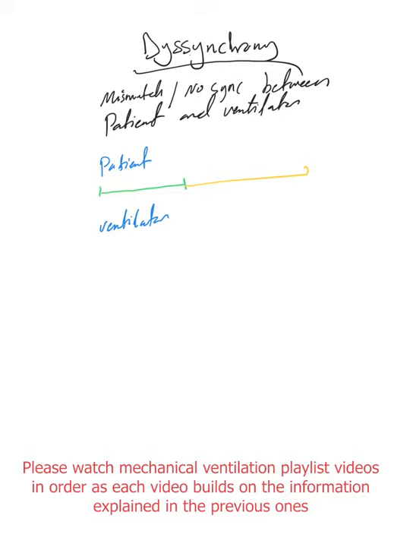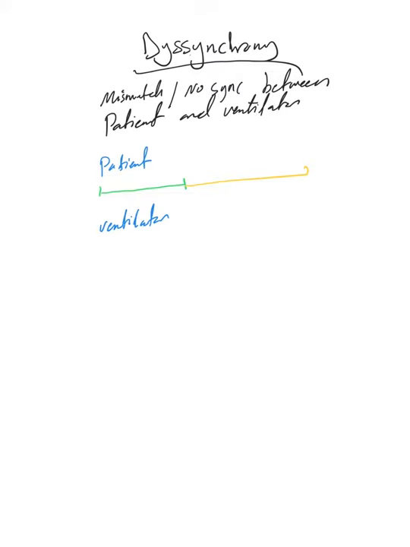Okay, desynchrony, and basically that means that there is mismatch or no synchronization between the patient and the ventilator. What does it mean? Let's see, here's a patient and here's the ventilator. And this green is, as we always say, the inspiration, and this yellow is the expiration.